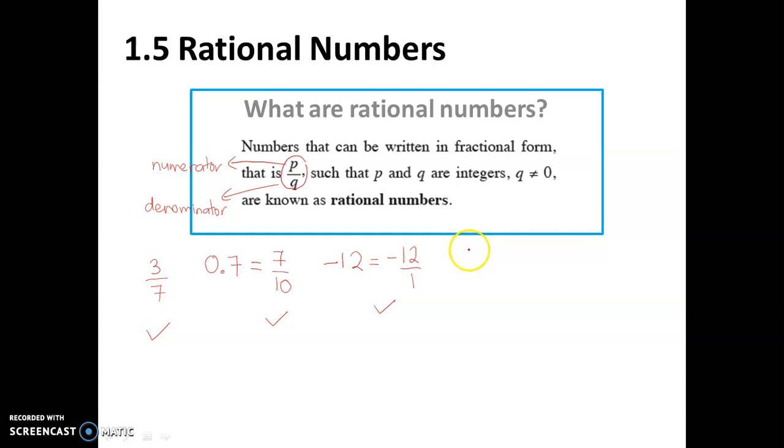Let's say you have 7 over 0. This one is a fraction, but this is not a rational number. Why? Because you can see the value of the denominator, the value of q, is equal to 0. This value cannot be equal to 0. Since it is equal to 0, this is not a rational number.